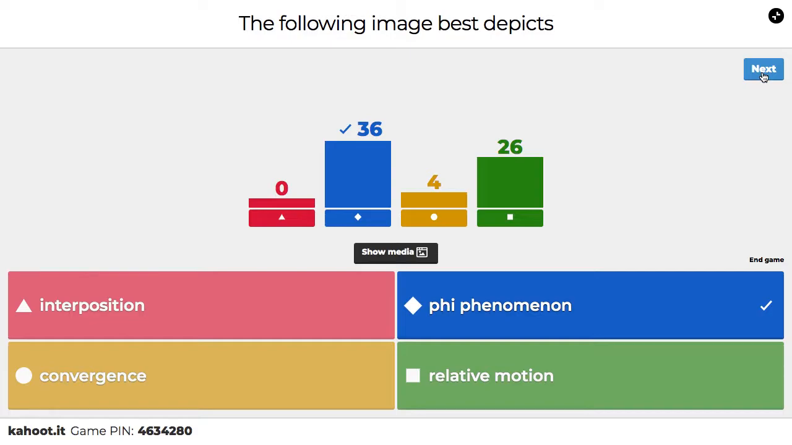So I actually took relative motion off, relative motion is something different. The phi phenomenon is like the light shows, so the lights are moving in quick succession.